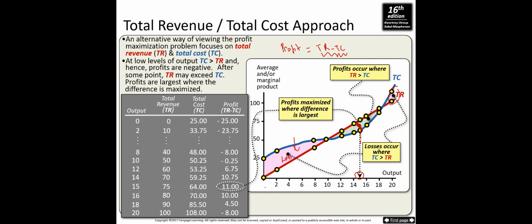So let's look at this table. Here, when you produce 15 units, total revenue is 75, total cost is 64, so you are making $11. Look at the other quantities. The highest difference is when you produce 15 units.